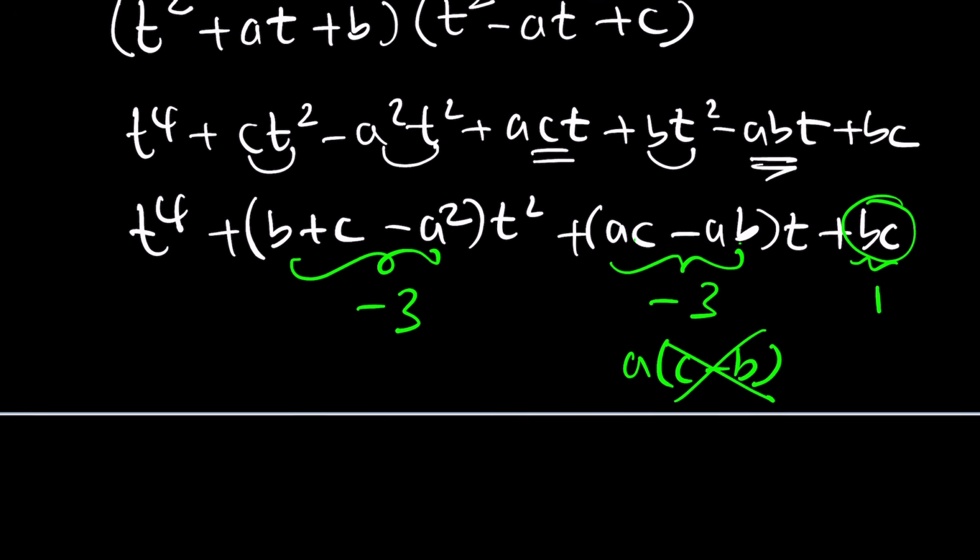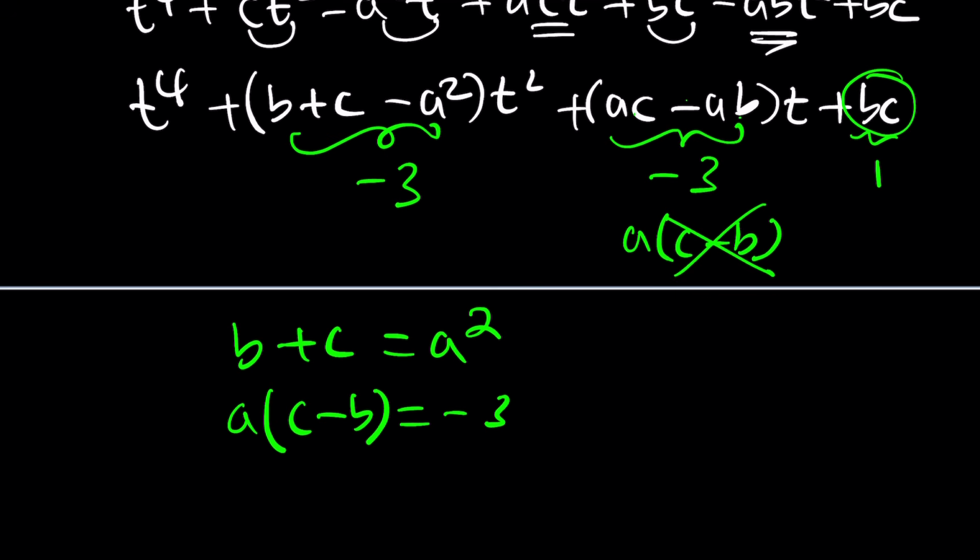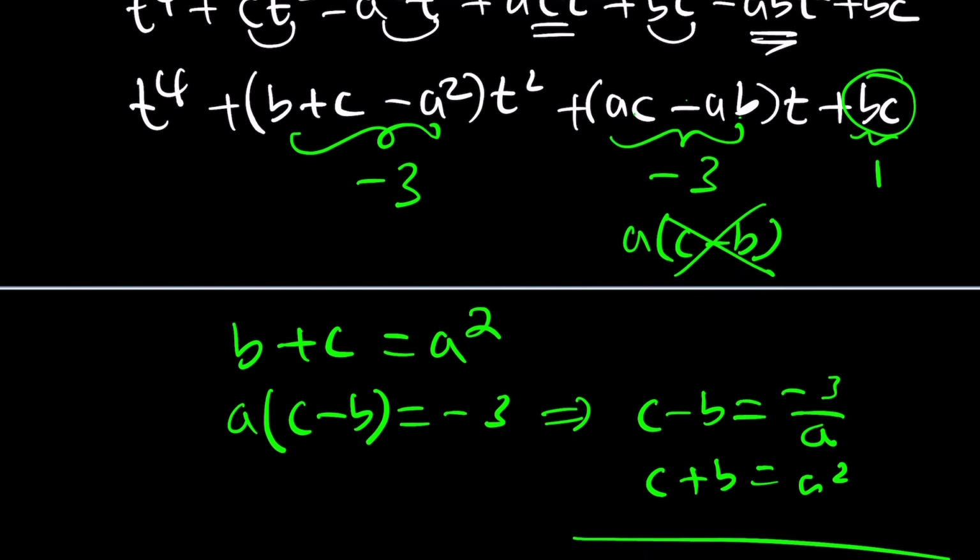From here, we kind of get a system, and I can show you how to solve it, even though it's kind of painful, because this is going to lead into a cubic equation. You can kind of factor out the a here, and then from here, you can replace c minus b with negative 3 over a. And then c plus b is equal to a squared. Go ahead and solve for b and c, treating the left-hand side as a system and a as a constant. You're going to be able to get b and c in terms of a, and then you can plug them into this one. But again, that's going to turn into a cubic.